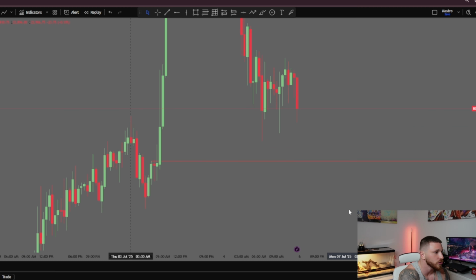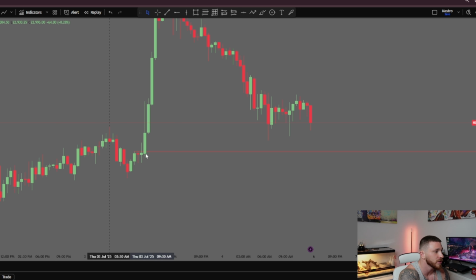Again, did we break structure? This is something else you're going to learn here, because this is a perfect example. Did we break structure with this wick? No. If we wick above the last high, we did not break structure to the upside. It has to be a candle closure. So the candle's body has to close above the most recent high. Good. Can we remember that? So it has to be a candle closure.